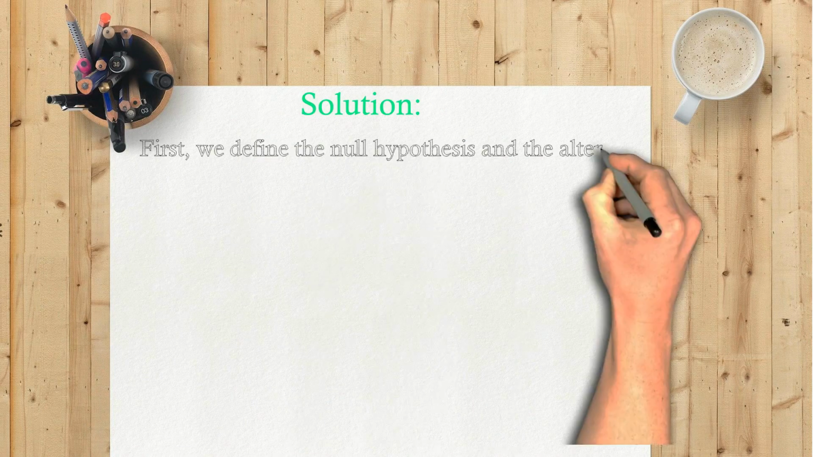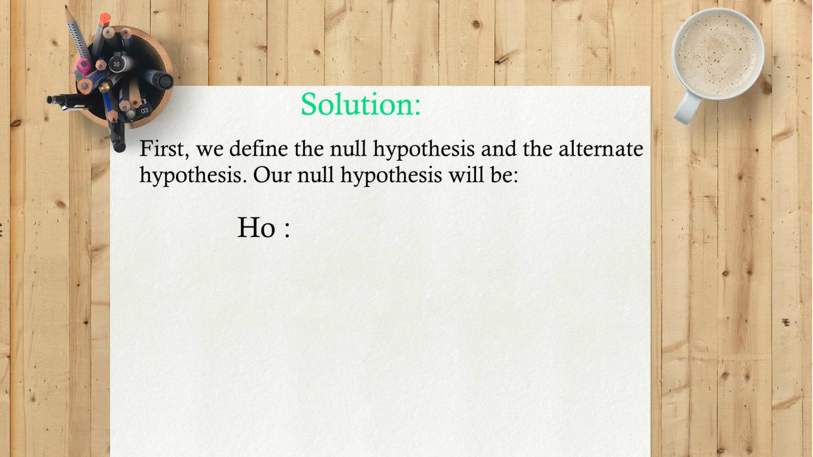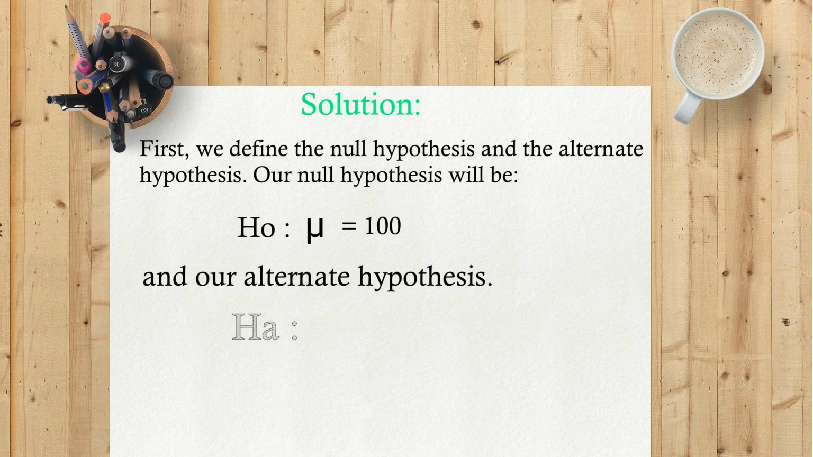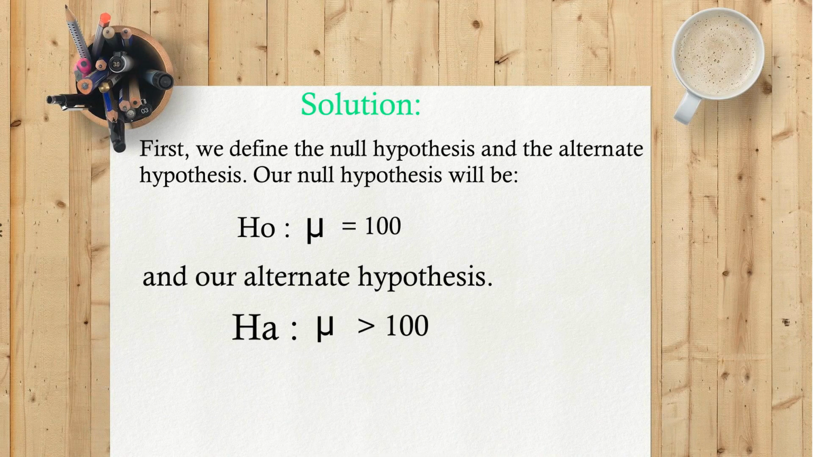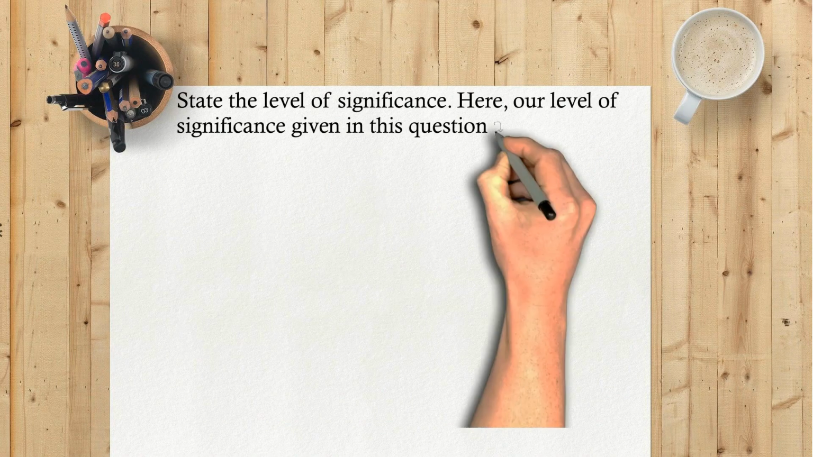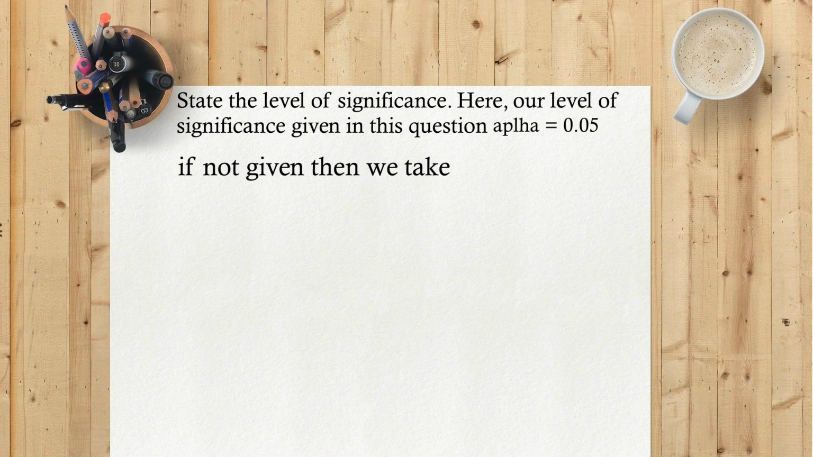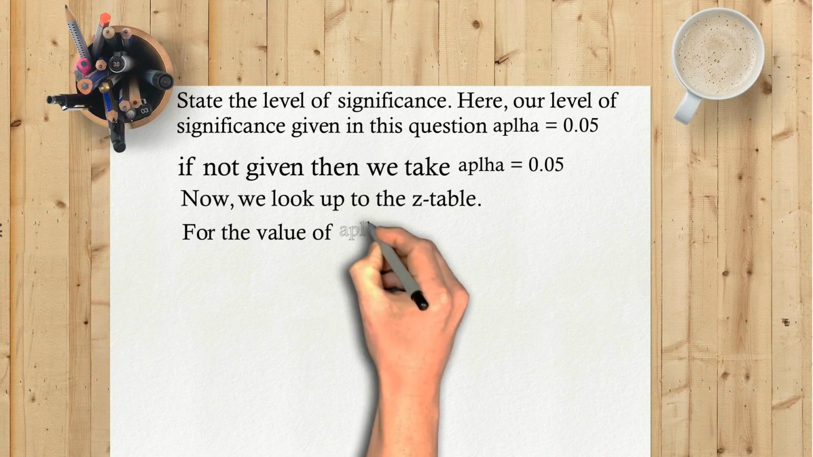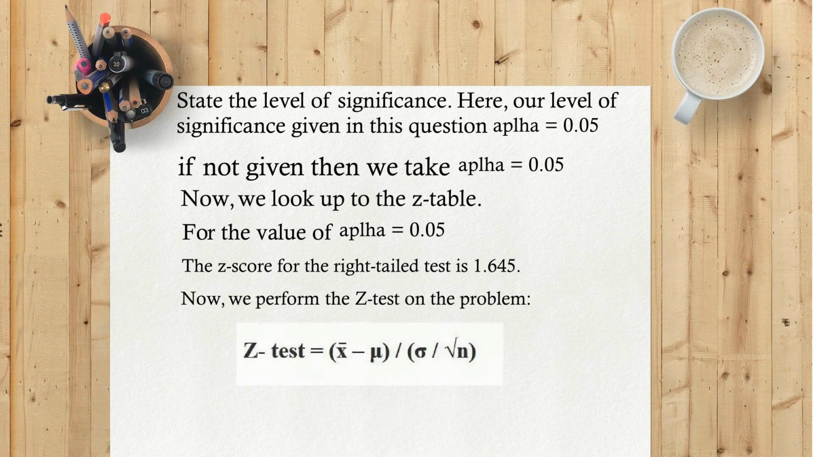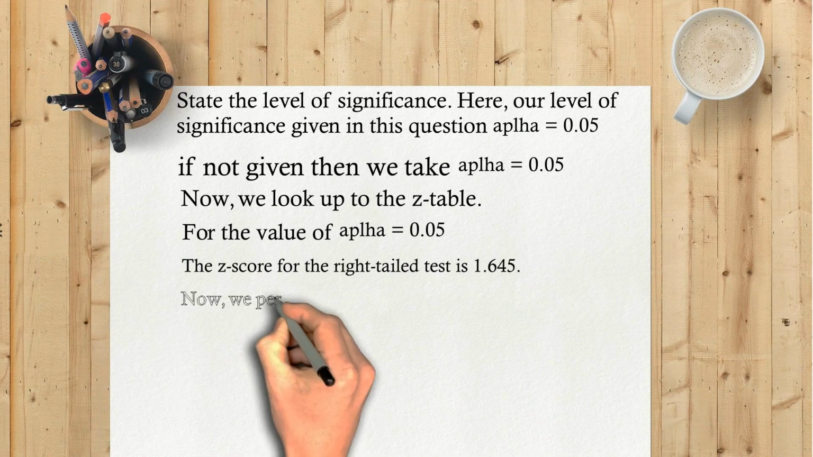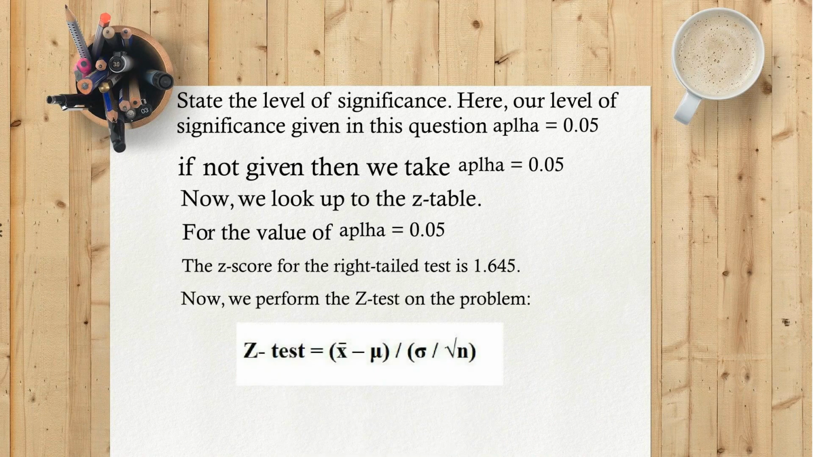Solution. First, we define the null hypothesis and the alternate hypothesis. Our null hypothesis will be H0, mu equals 100, and our alternate hypothesis HA, mu greater than 100. State the level of significance. Here, our level of significance given in this question equals 0.05. If not given, then we take alpha equals 0.05. Now, we look up the z-table. For the value of alpha equals 0.05, the z-score for the right-tailed test is 1.645.